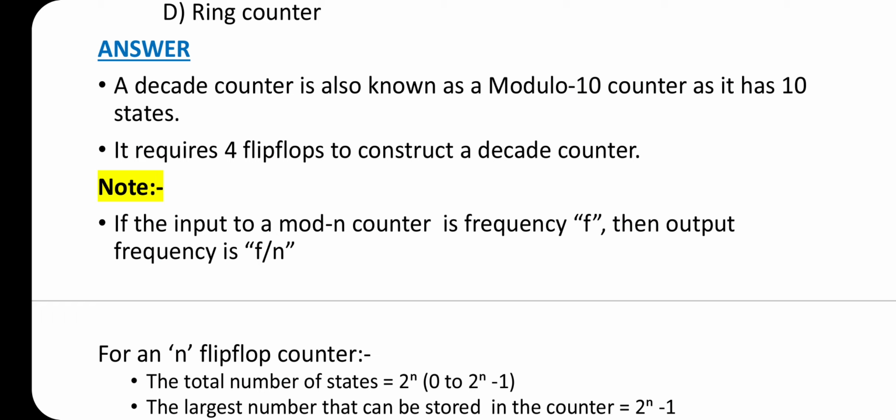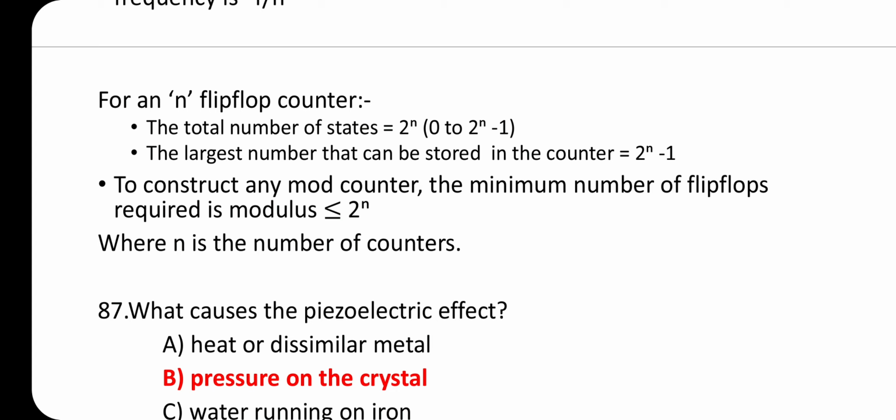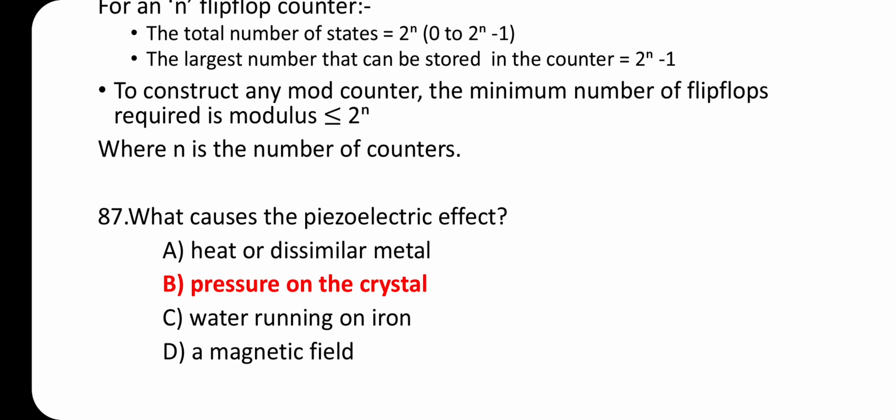If the input to a modulo n counter is frequency f, then output frequency is f by n. For an n flip-flop counter, the total number of states is 2 raised to n. That is, it counts from 0 to 2 raised to n minus 1. The largest number that can be stored in the counter is 2 raised to n minus 1. To construct any mod counter, the minimum number of flip-flops required is such that modulus is less than or equal to 2 raised to n, where n is the number of flip-flops.